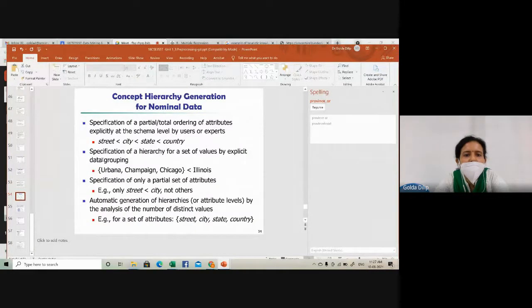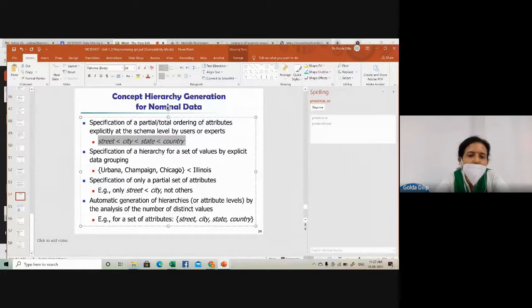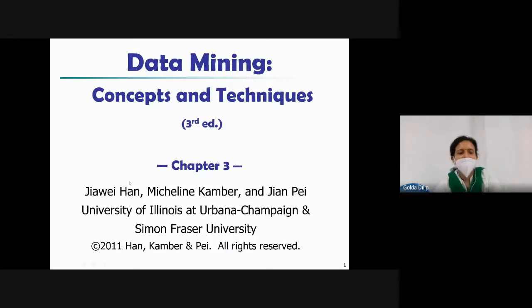You can see partial ordering or total ordering, from street to city to state to country. Or grouping: all these belong to the state of Illinois, your Chicago, Urbana and Champaign, belonging to Illinois.